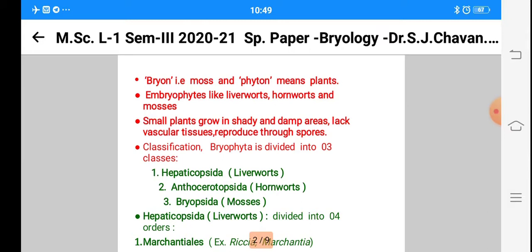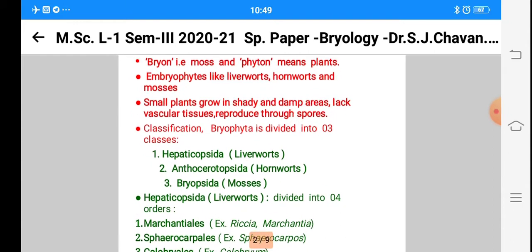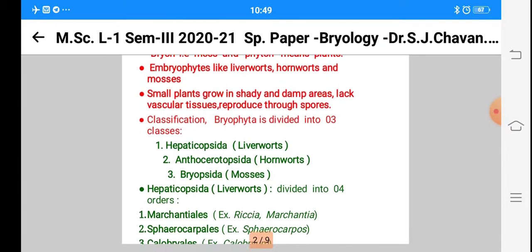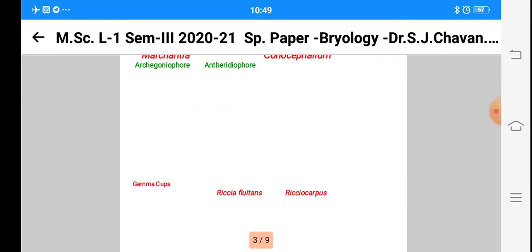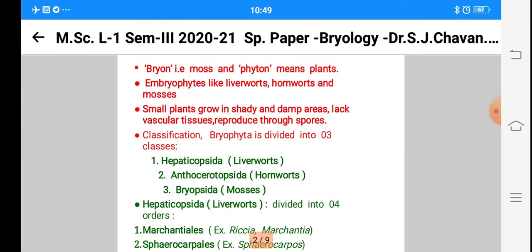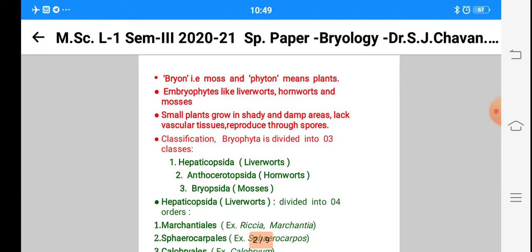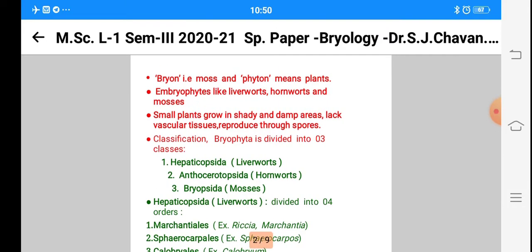Hepaticopsida, the liverworts, are divided into four orders, such as the Marchantiales. Good examples of Marchantiales are Riccia and Marchantia, then Sphaerocarpales, Sphaerocarpos, then Calobryales, which is one specific genus. Then there are the others, as these are the main orders, and the Bryopsida, the different mosses. So in Hepaticopsida, mainly these three orders are reported.